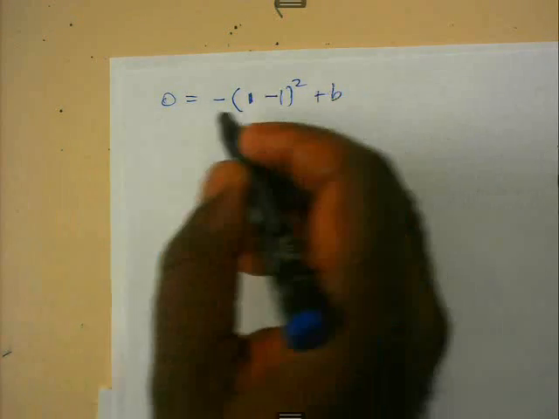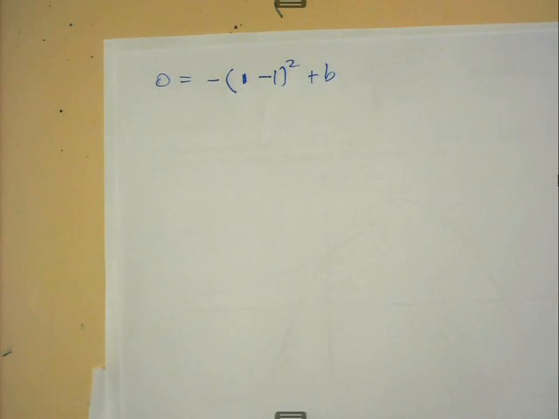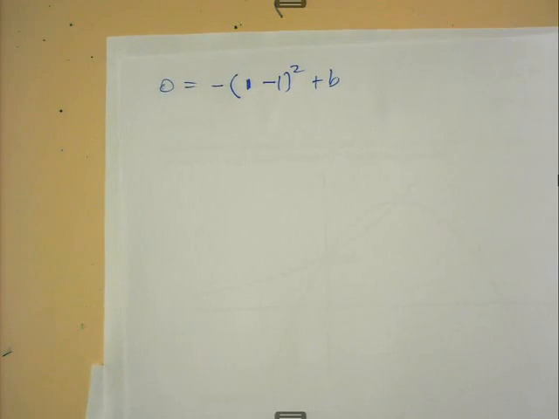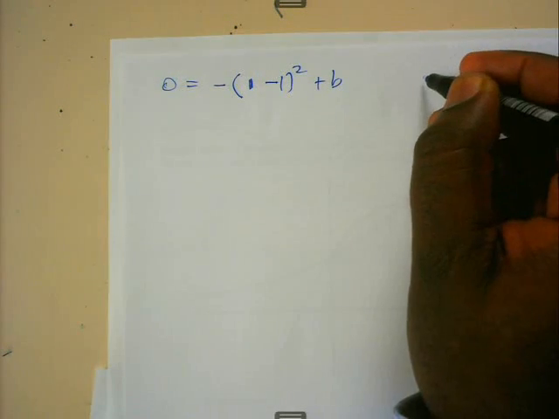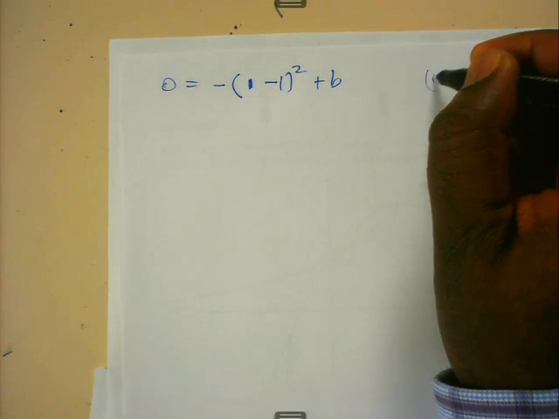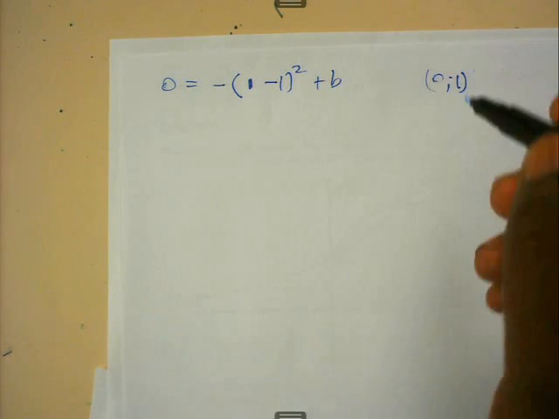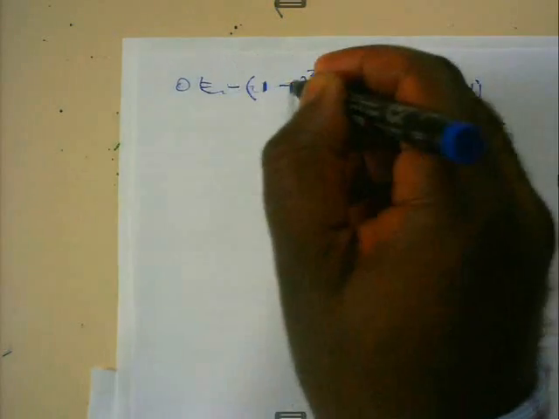Oh yes, my substitution. I just realized that my substitution was incorrect. In fact, what I should have done was to say y, because we have a point that consists of 0 and 1. So it is indeed y which is equal to 1, not what I've written here.